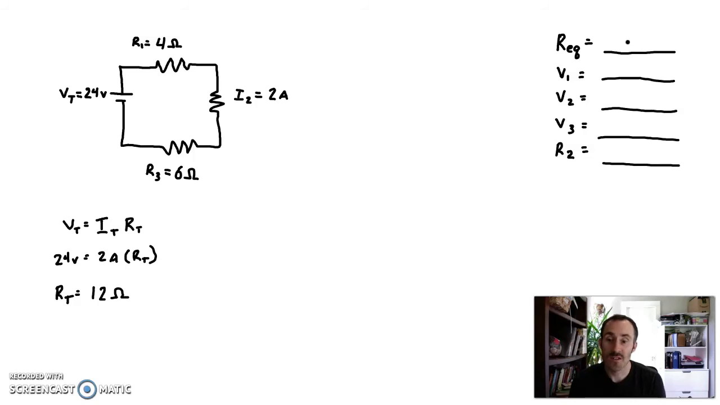Okay, so all 3 of these resistors together need to add up to 12 ohms. And that allows me to also figure out what R2 is, right? If I know that all 3 of them together add up to 12, and R3 and R1 add up to 10, that means what's left for R2 is 2 ohms.